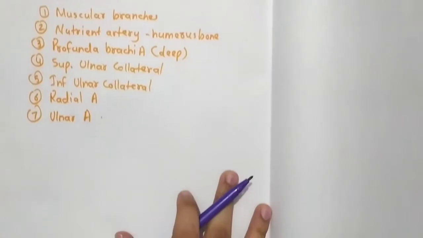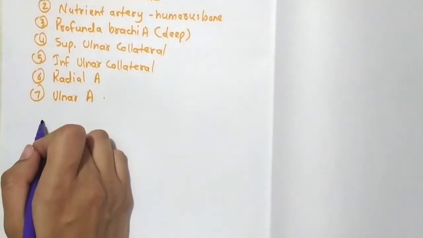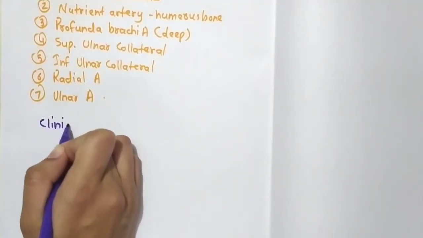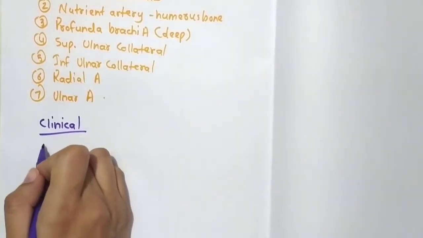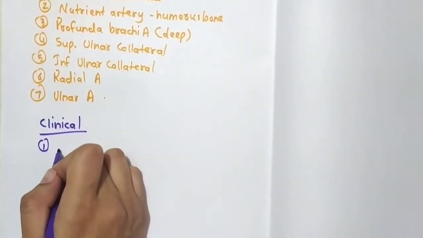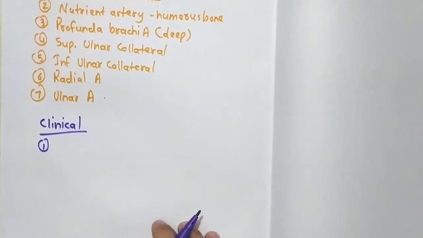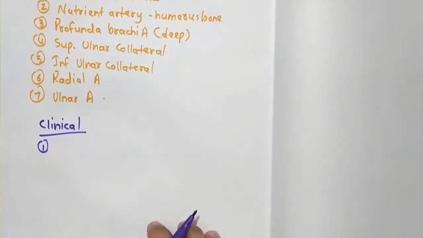And now let us see some clinical points. There is only one clinical point, that you can feel the pulsation of this artery in the region of elbow, slightly medially. Okay, and it is this artery by which we measure the blood pressure.